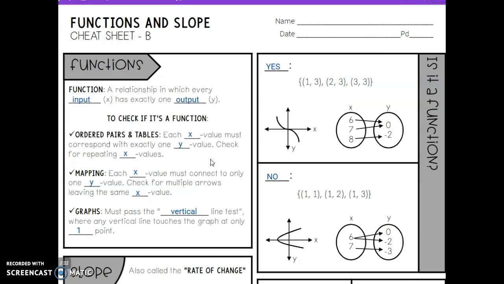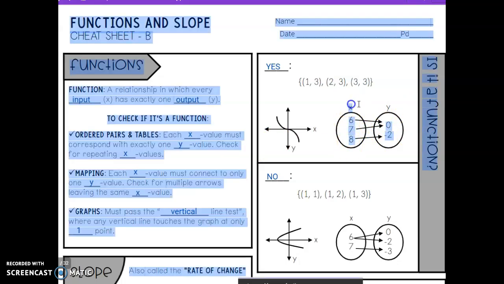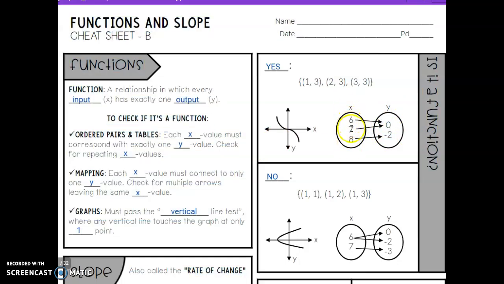The same is true with mappings. Over here, this is an example of a mapping. The left bubble, always make sure that it is marked with your x. Those numbers need to be different. X cannot repeat, like 6 can only be once, 7 and 8. If it is repeated or if it has two arrows coming off of it, it is not a function.